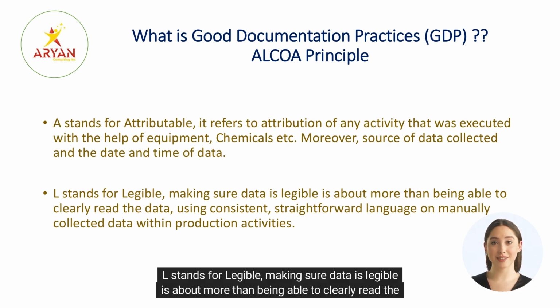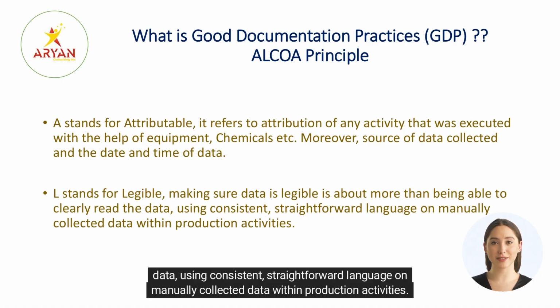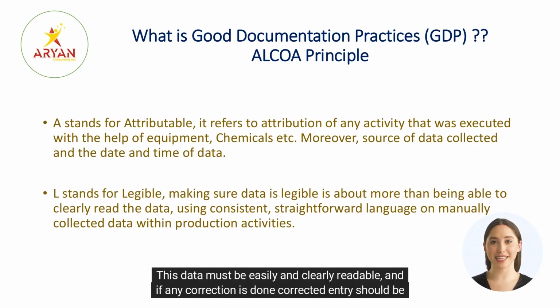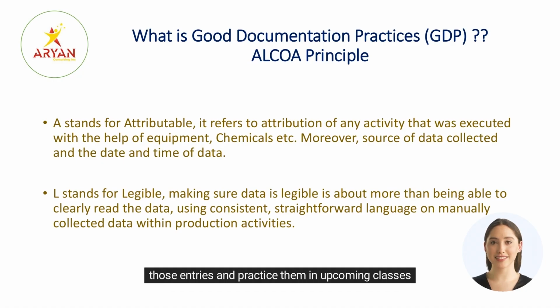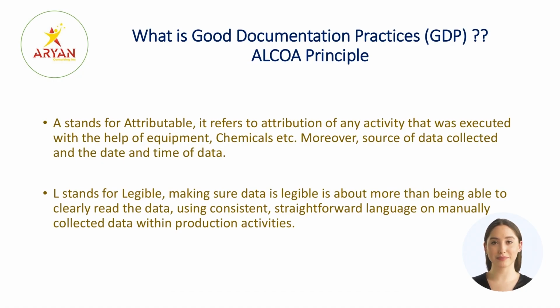L stands for legible. Making sure data is legible is about more than being able to clearly read the data. It means using consistent, straightforward language on manually collected data within production activities. This data must be easily and clearly readable, and if any correction is done, the corrected entry should be clearly readable and crossed out in a manner where what was collected is also clearly readable. We will see those entries and practice them in upcoming classes.